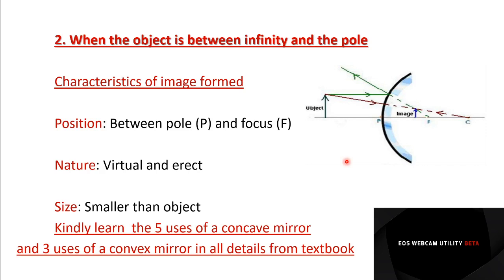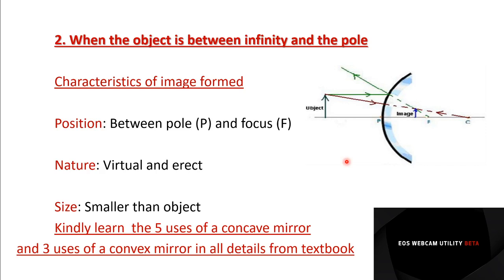Okay? So what happens when you keep the object at the focus? The reflected rays will become parallel, and that is exactly what we need. They will be reflected as parallel rays, and that is exactly what we need in torchlight, in searchlight, as well as the reflector of the vehicles.